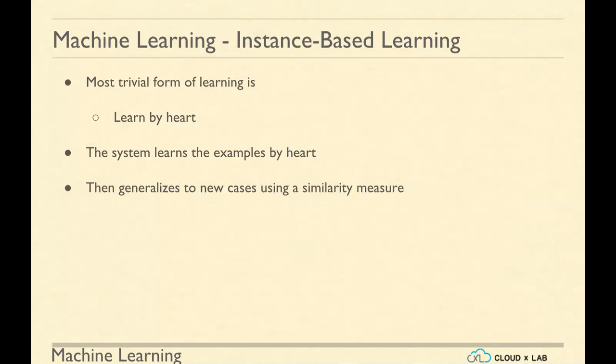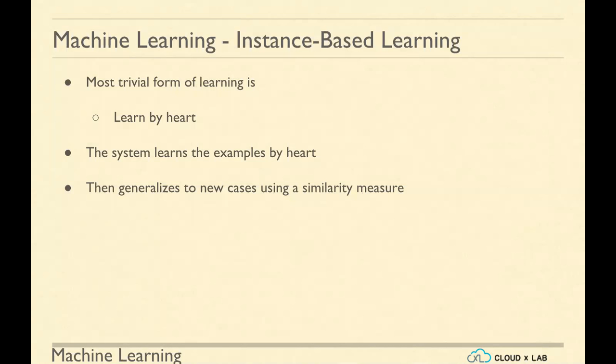They memorize things. The system learns the examples by heart. And whenever you ask it something new, which is not there in the memory, it's going to find out what is the closest it has learned to what you're asking. And based on that, it'll find that instance and give the answer. Okay, this is called instance-based learning.